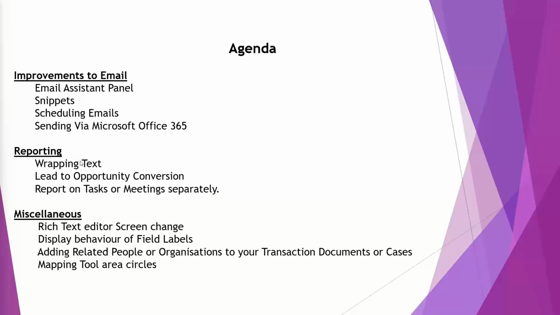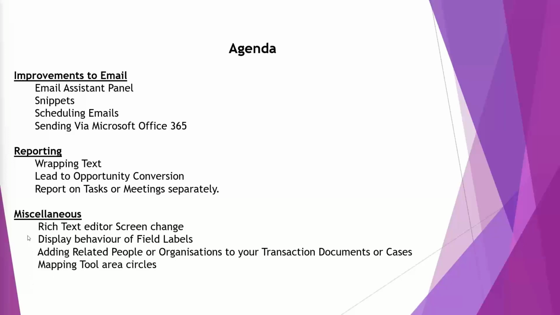Reporting, so there's some changes to some of the things you can do in reporting. The text wrapping, which is a really useful one, I thought. Lead to opportunity conversion. I wasn't really sure where to put this in the topics, but now, when you convert a lead, you can report on it really easily, because before there was a link missing to get to the opportunities area, but you can report on both the lead and the opportunity. Report on tasks and meetings separately. It was before all in one place called activities. So your entry point to the report might be activities.